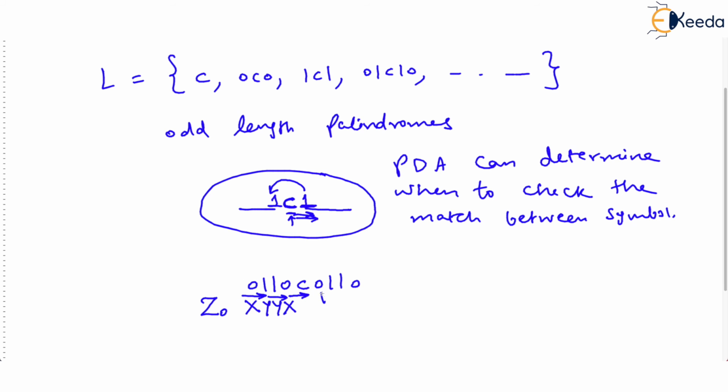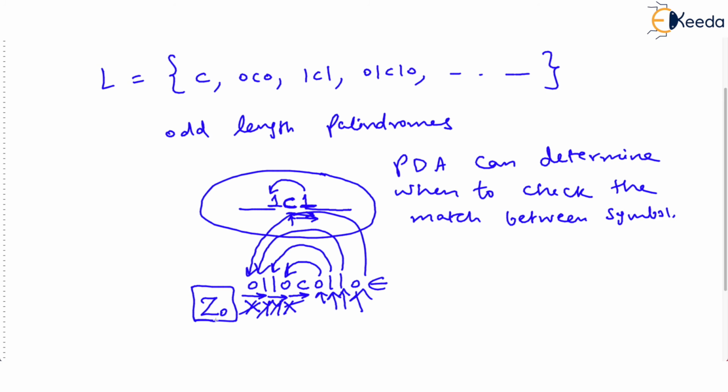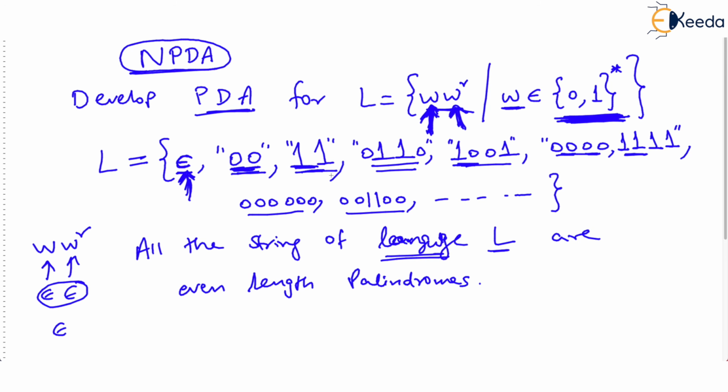And now when it reaches this 0 after the center, it knows it has to match this 0 with 0. So it will pop the topmost X. And then when it reaches this 1, it knows it has to match this 1 with 1. So it will pop Y. Again for this 1, it will pop this Y. And for this 0, it will pop X. And then when we reach the end of the string, we have only Z0 left on the stack. So we'll say this string is accepted and we will reach the final state. But the point is that this center guided the PDA when to start checking.